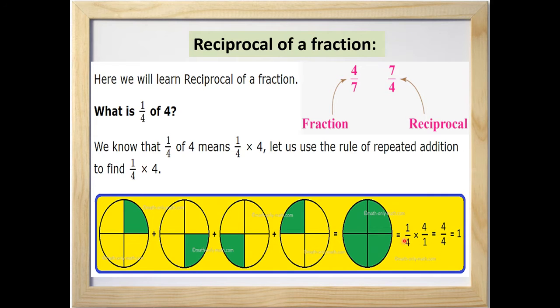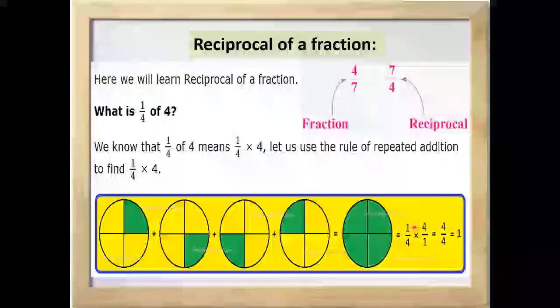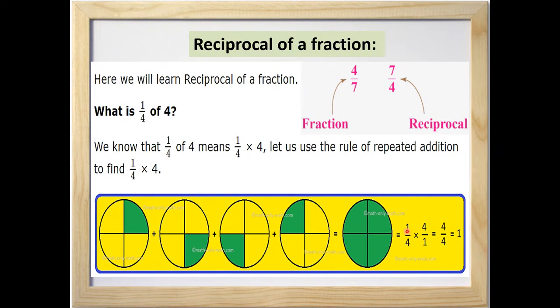So we have to find the product of the numerators. It is 1 into 4, that is equal to 4. The product of the denominators is given by 4 into 1, that is equal to 4. So 4 by 4 is equal to 1. So when we multiply a fraction by its reciprocal, the product is always 1. Is it clear children?